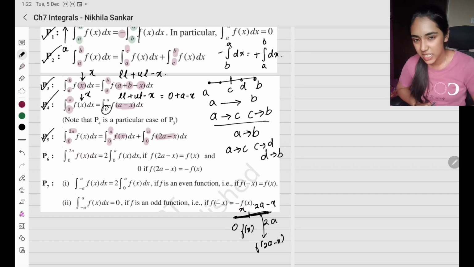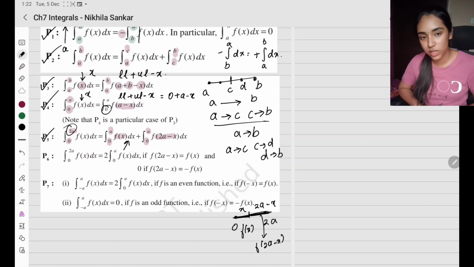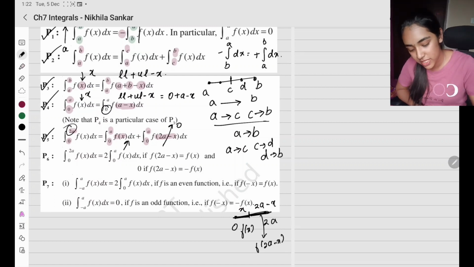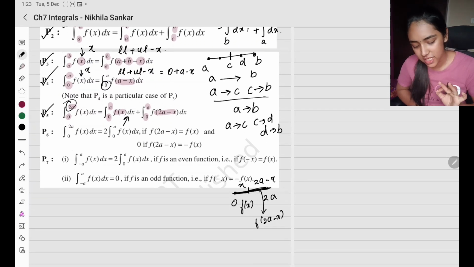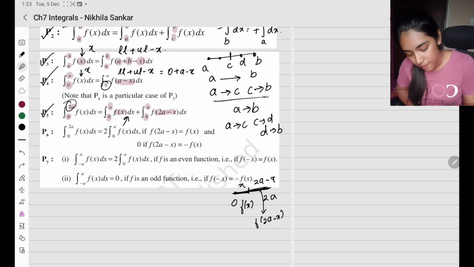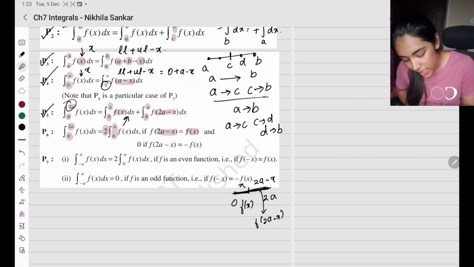Property number 5. This we don't use it very much. But இந்த இடத்துல 2 times லாம் இருக்கு அப்படின்னா இந்த மாதிரி split பண்ணி போட்டா some easier இருக்கும். Sometimes இது வந்து 0 ஆவே மாறிடும். Okay, that way this is useful. Now property number 6. You need to know this thing. So same thing. 0 to 2a, you can write it as 2 times 0 to a. When can you do that? When f of 2a is going to be f of x.